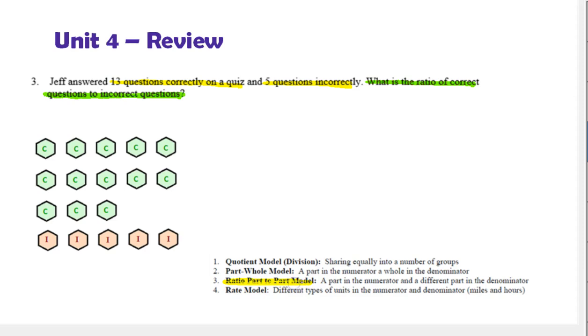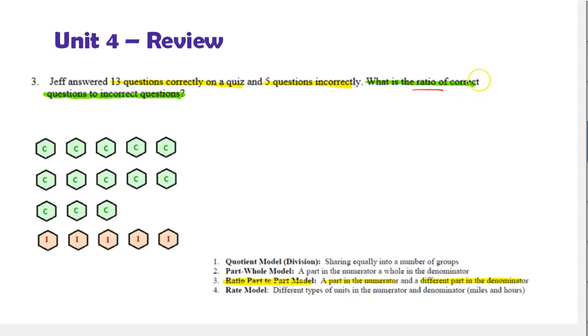And this is where we have a part in the numerator and a different part in the denominator. So the whole here would be all the questions on the quiz. If you take the 2 parts, the correct questions and the incorrect questions, and combine them, it's the total number of questions. But correct questions and incorrect questions do not overlap. They're either correct or not. And you could look for the word ratio of. That helps you to see that it's a ratio, either part to part or part to whole.